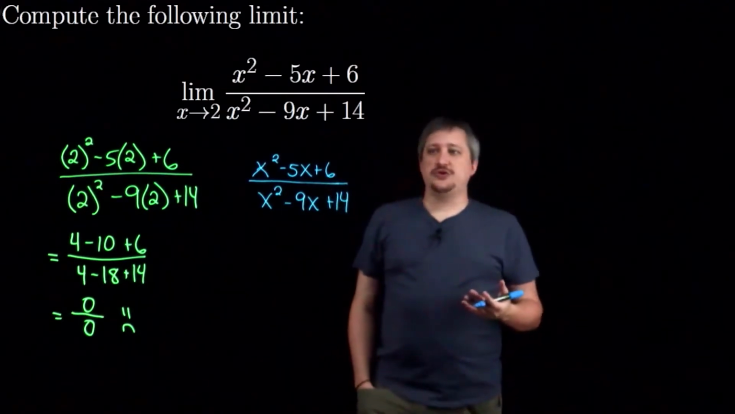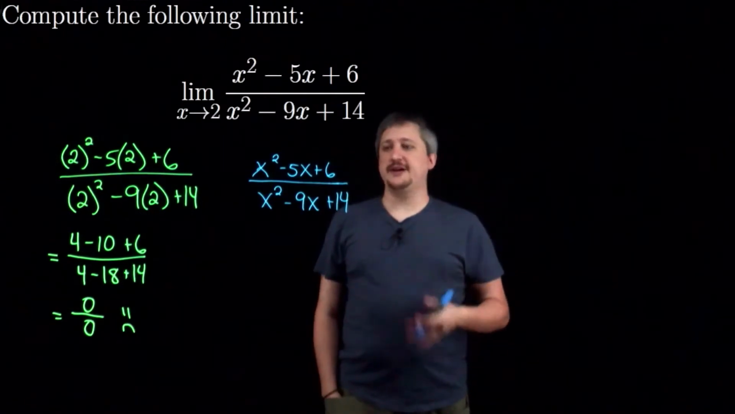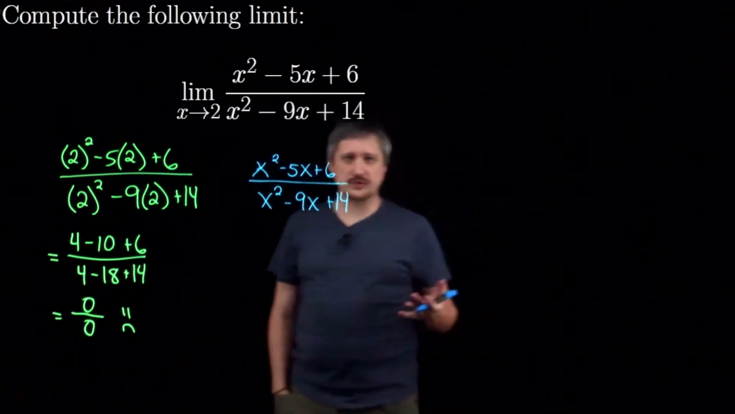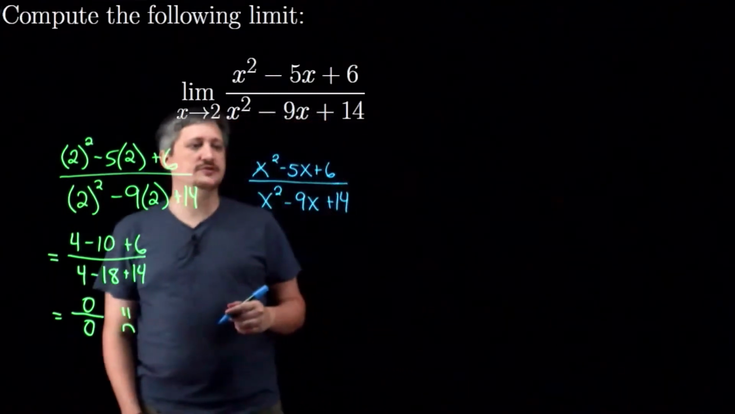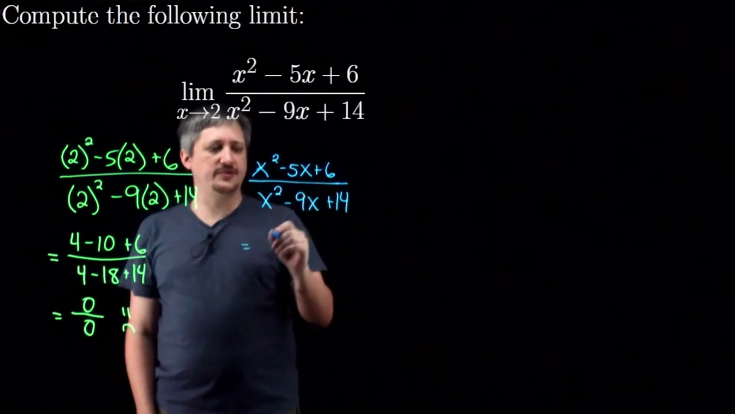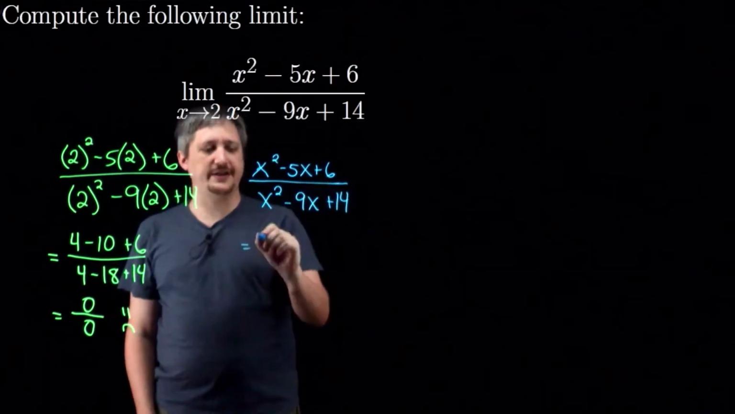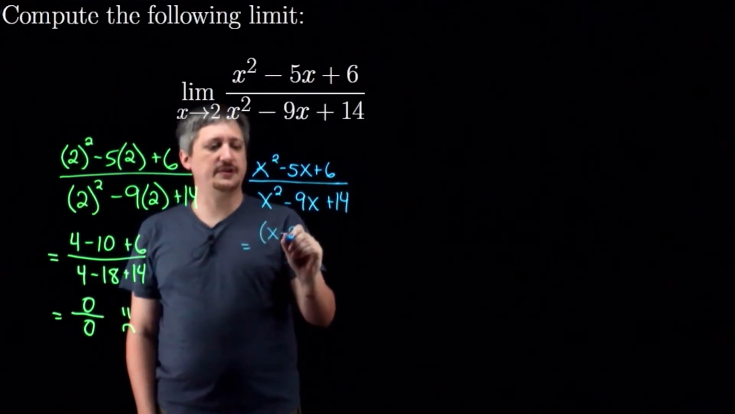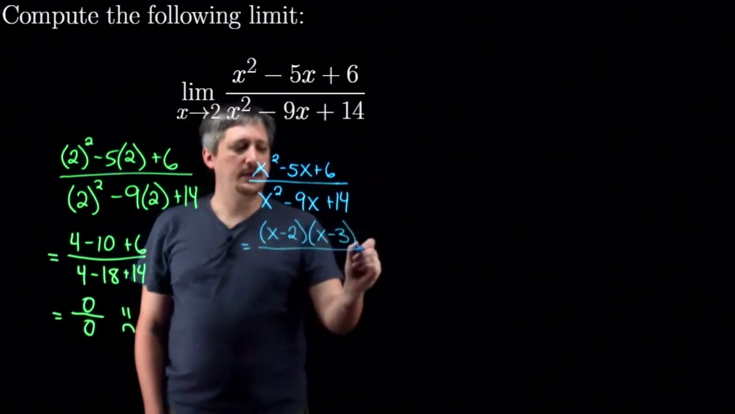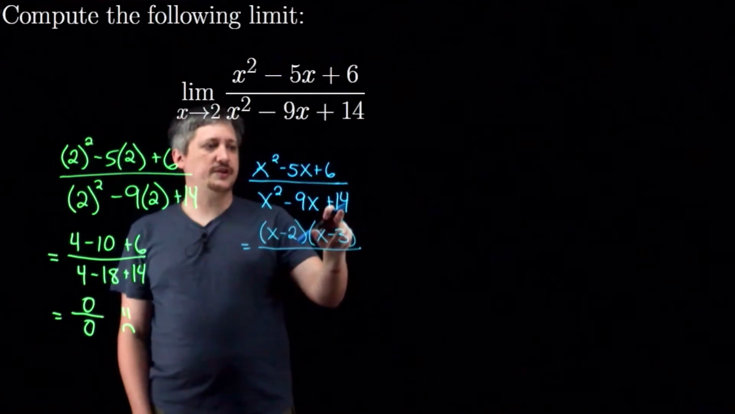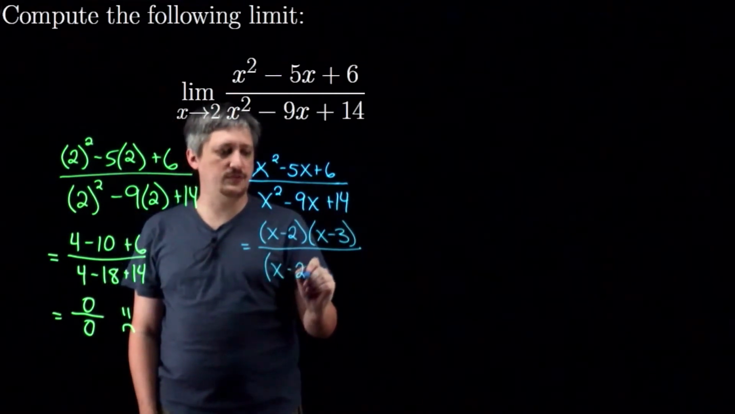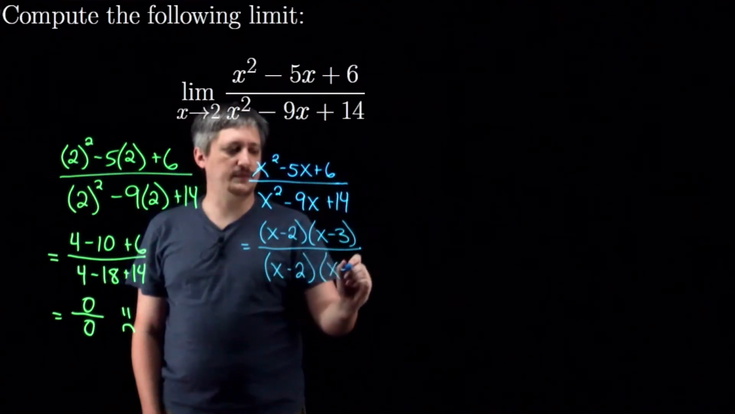And now I want to factor this to simplify it. I'm not going to go into detail about that, but there are resources if you don't remember how to factor polynomials. So here I'm going to do a coefficient method on the top. Two things that multiply to 6, add to negative 5. So that's x minus 2, x minus 3. And in the bottom, multiply to 14, add to negative 9. So that's going to be x minus 2 and x minus 7.